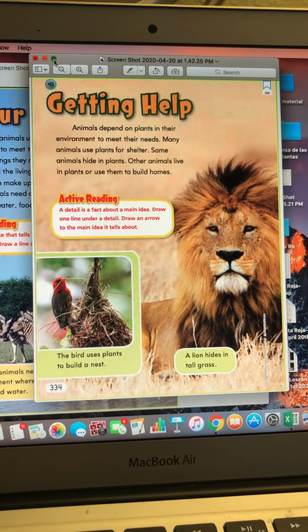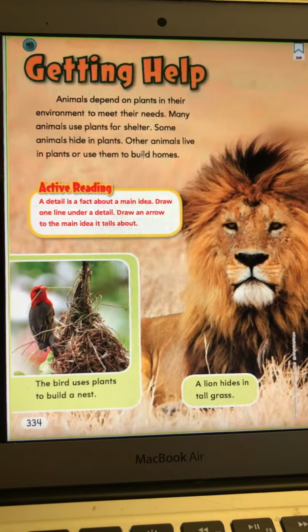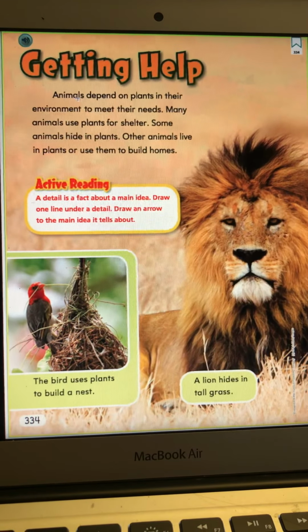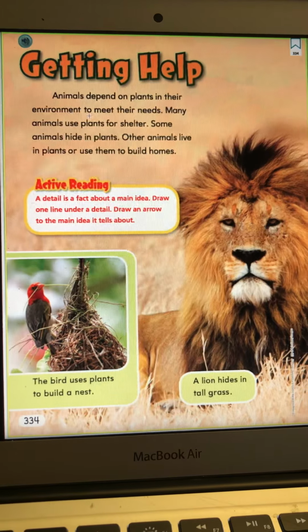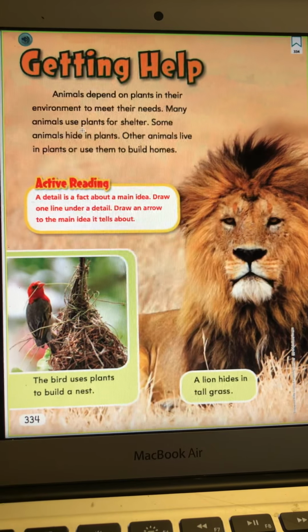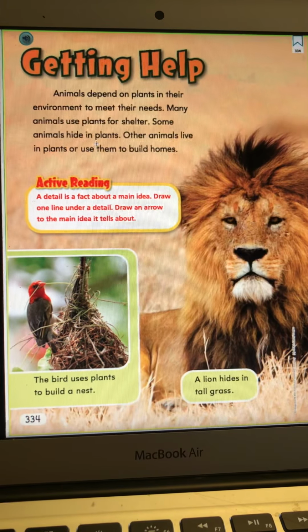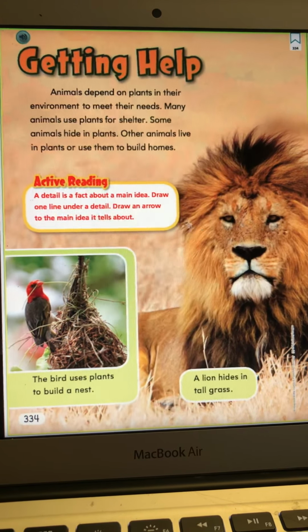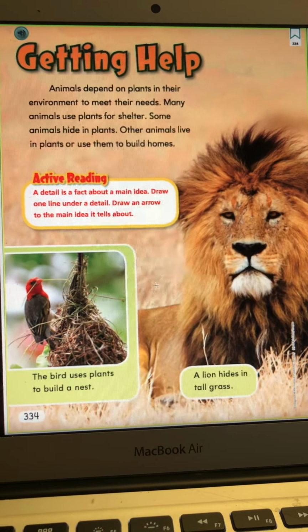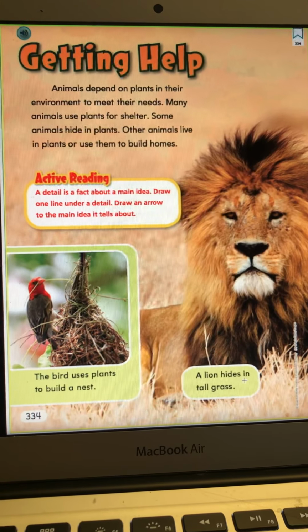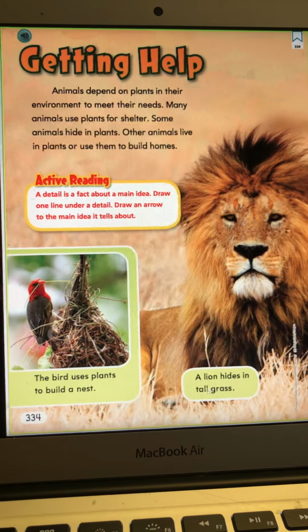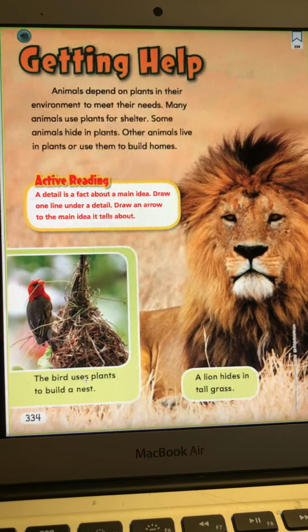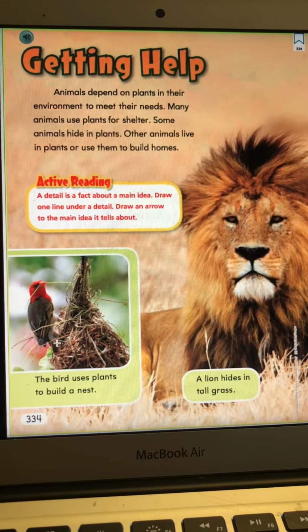You can see a picture of a lion here. Animals depend on plants and their environment to meet their needs. Many animals use plants for shelter. Some animals hide in plants. Other animals live in plants or use them to build homes. Okay, we can think about how the lion is hiding in the tall grass. Oh, a lion hides in the tall grass. The bird uses plants to build a nest.